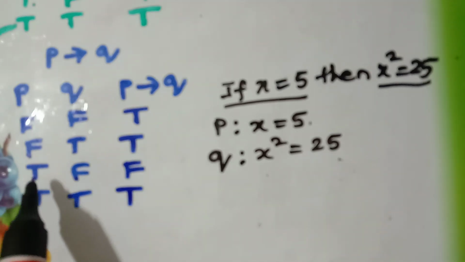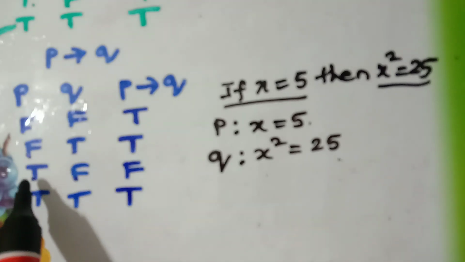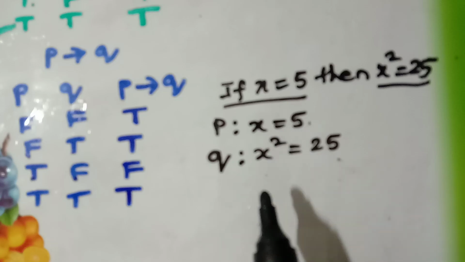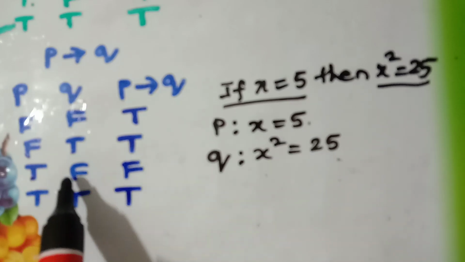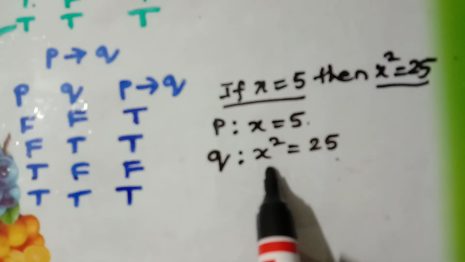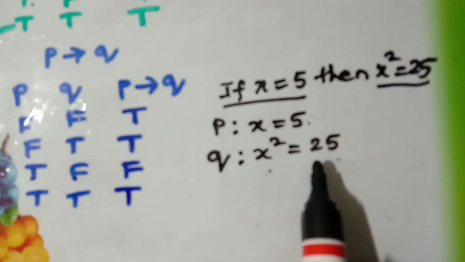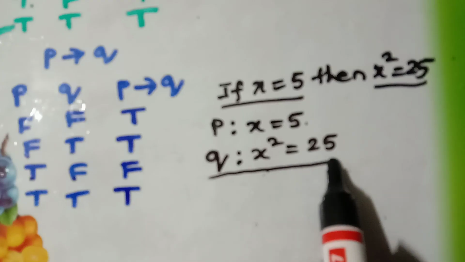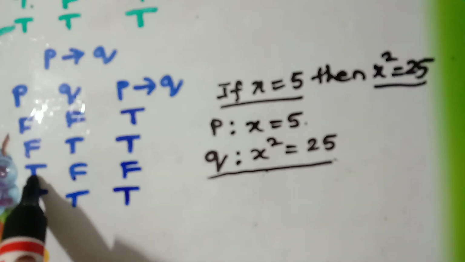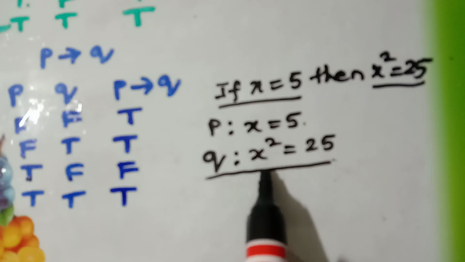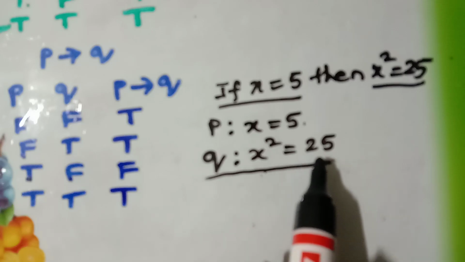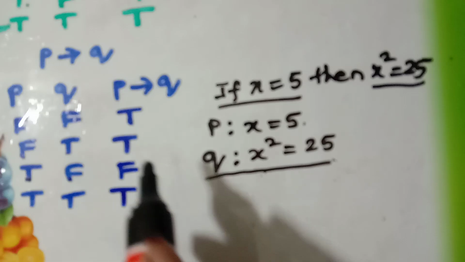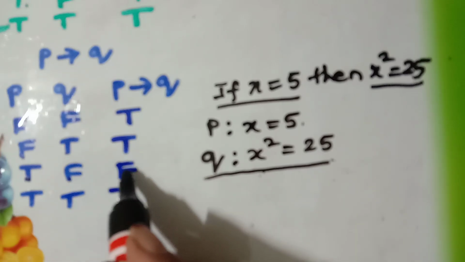Now in the third case, P is true. Okay. So P is true. That means x is equal to 5. And Q is false. That means x square is not 25. So is this false? Just think about it and let me know what you think. P is true, so x is equal to 5. But Q is false, that means x square is not 25. So obviously it's not the case, so the outcome is false.